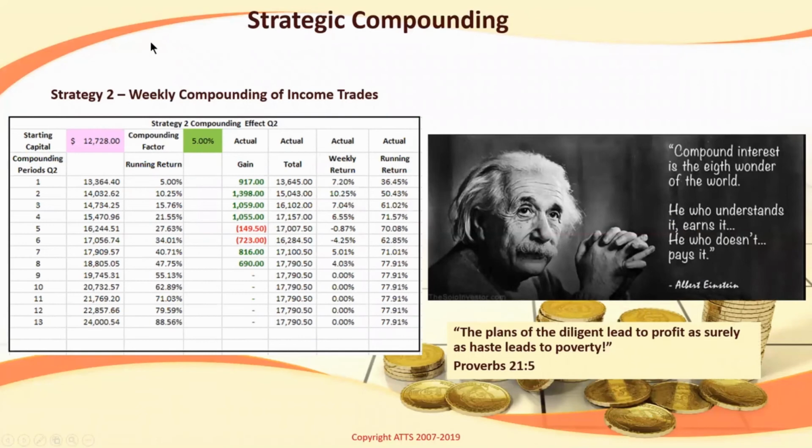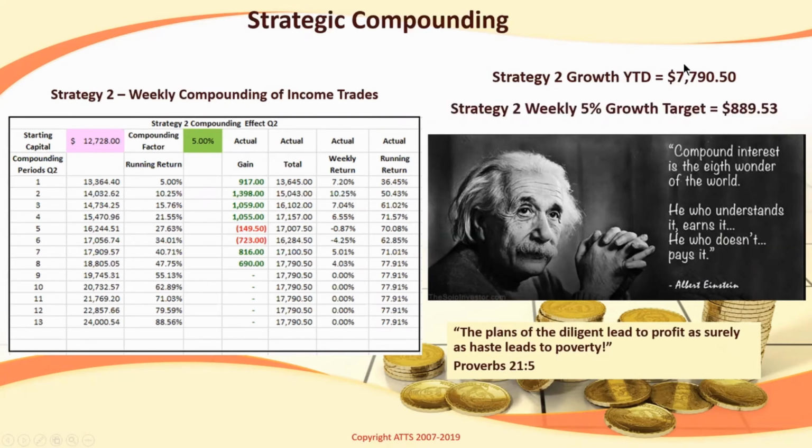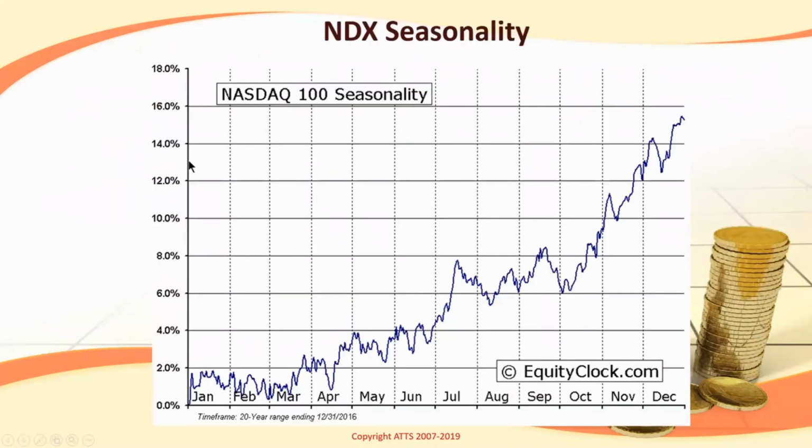Here's strategy number 2 that we're working on. We have turned this into a weekly compounding strategy, and we're up 690 for the week. So a little bit short of the 5%. My target is 5% per week, but we're up 77% for the year so far. $889 is our target for next week.